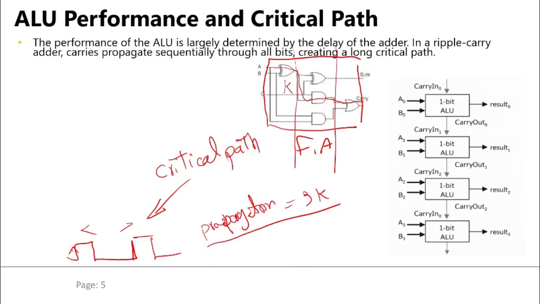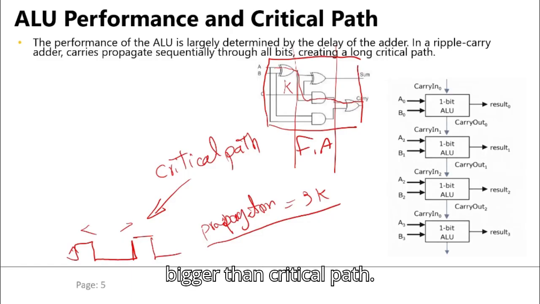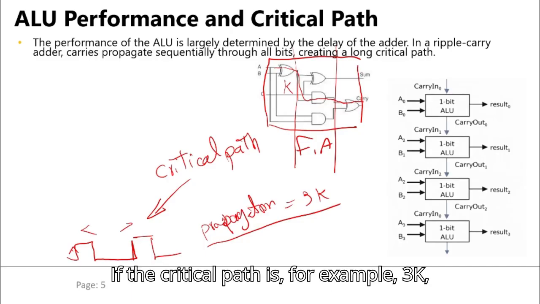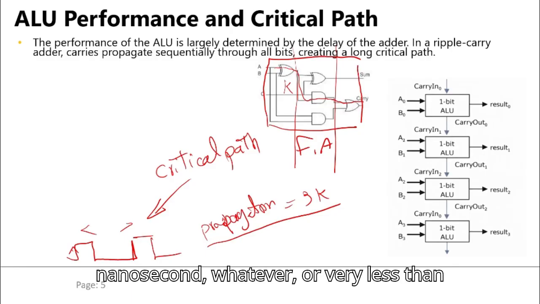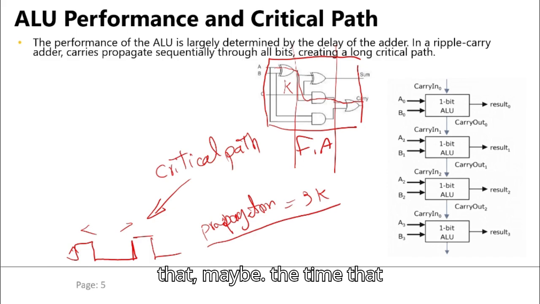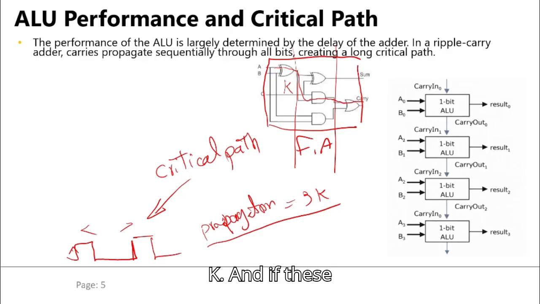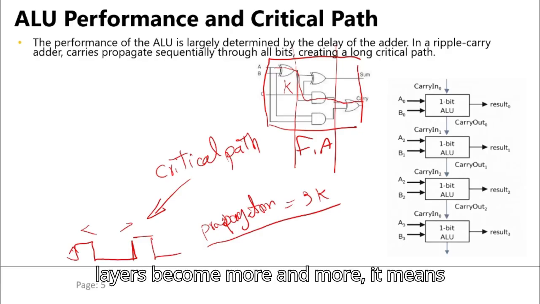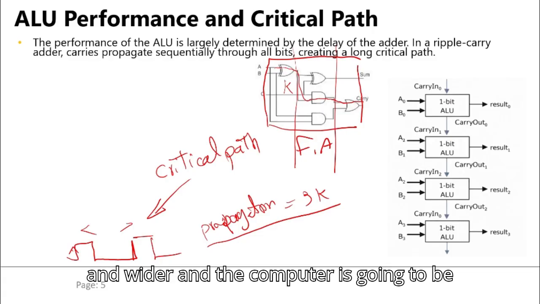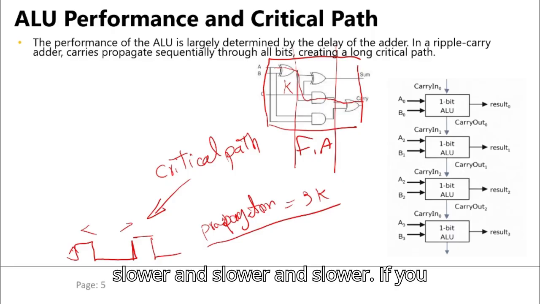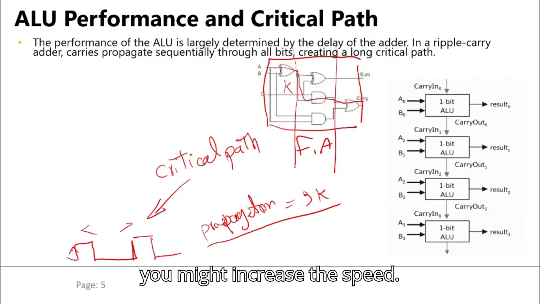It shows what your clock is, because your clock needs to always be bigger than the critical path. If the critical path is, for example, 3K, whatever the unit is, nanoseconds or even less, that is the time the signal takes passing through a gate. If these layers become more and more, this clock is going to be wider and wider, and the computer is going to be slower and slower. If you design this properly, you might increase the speed.